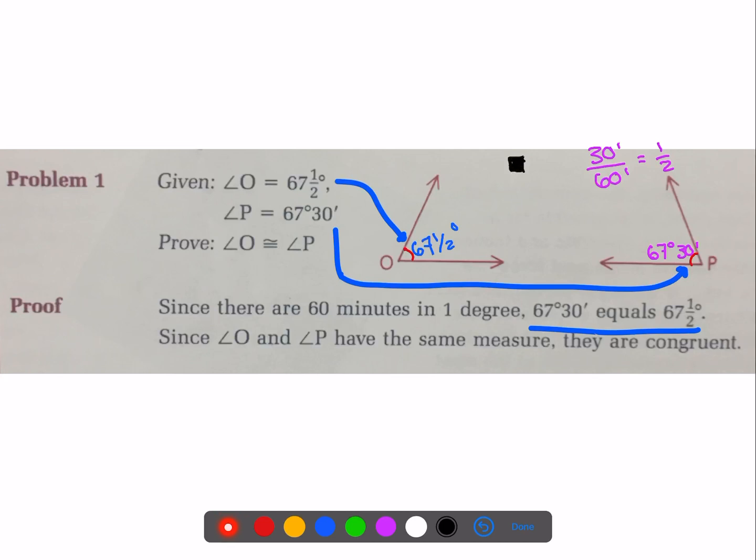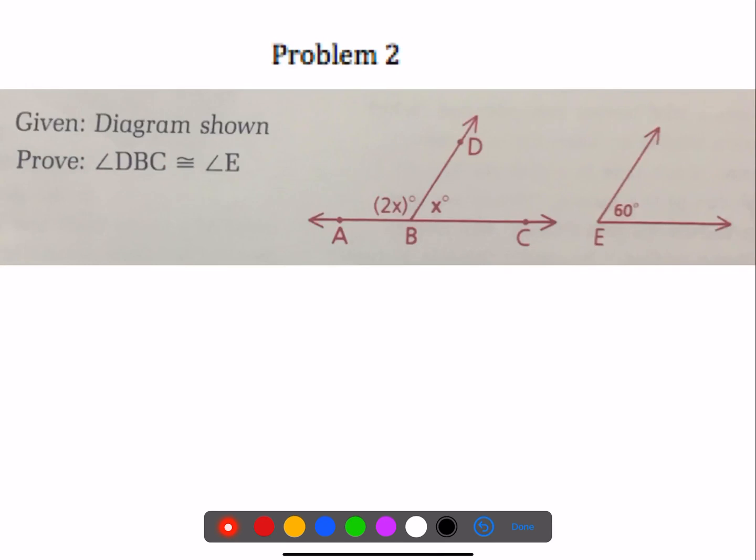And that's literally all there is to a paragraph proof. We're just writing out what's happening in these proofs. So keep that in mind. All right, so problem number 2. Given the diagram as shown, we want to prove angle DBC is congruent to angle E. So let's go ahead and get started on this.